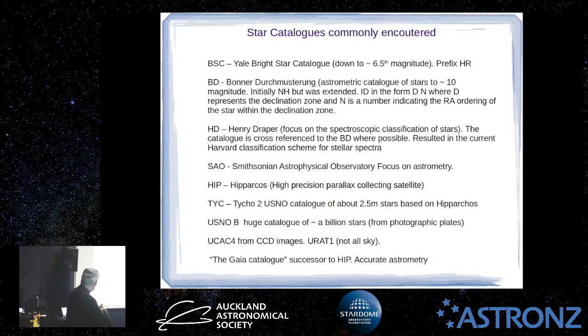One that used to be around quite a lot, but I haven't seen for a while, is the Bonner Durchmusterung. This catalogue was compiled using telescopes. It's astrometric, in other words, it's telling you the position of the star to fairly high accuracy, and it goes down to 10th magnitude. They divide the sky into zones of declination, and then a number within the zone. So every zone of declination is like a separate catalogue, if you like, in this one. The Henry Draper one I talked about.